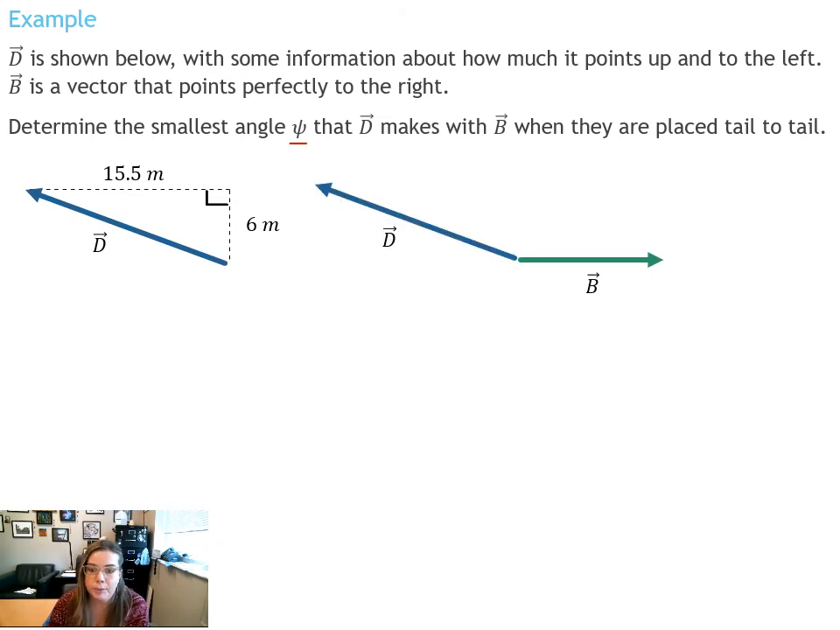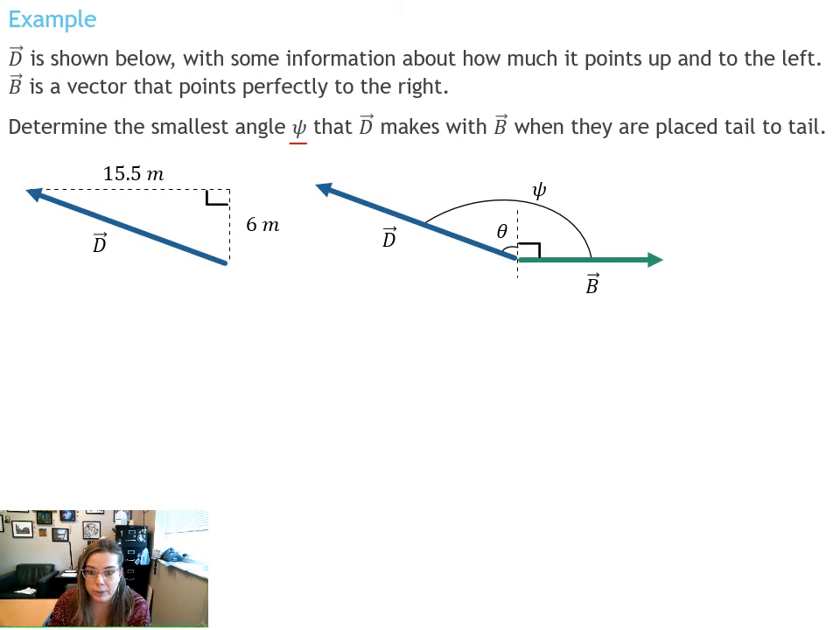First thing I'm going to do is redraw them so that they are tail to tail. And I'm going to label this angle that I'm looking for. So this is the angle psi. That is the smallest angle between vector D and vector B when they're drawn tail to tail. The next thing I'm going to do is split that angle up so that I can figure out the full total angle by finding it in pieces. So if you draw a vertical line there, the angle that B makes with that vertical line is a 90-degree angle, because those two things are perpendicular to each other. And I'm going to call this other angle theta.